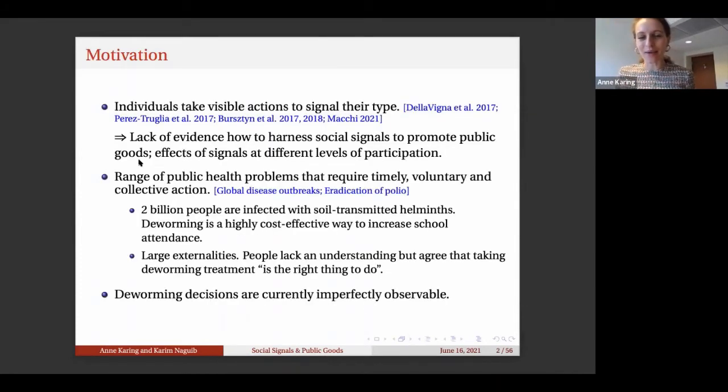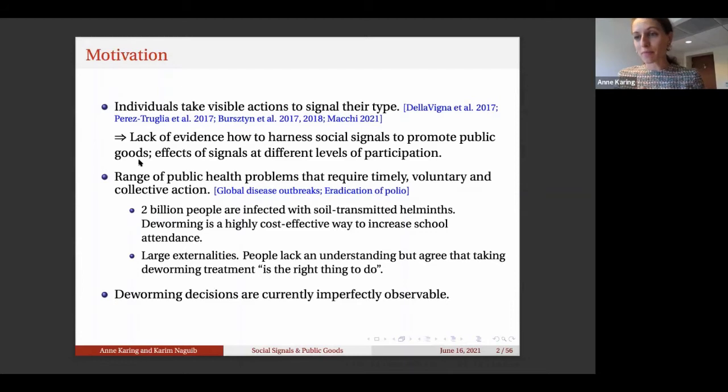So this paper is motivated by the fact that individuals care about how they're perceived by others, and they might actually take visible and costly actions in order to influence others' perceptions of them. There's a myriad of empirical evidence from recent field experiments showing that social image concerns can meaningfully impact behavior in domains such as decisions to vote, making charitable contributions, or even students' decisions to make efforts on tests. However, there's a lack of evidence on how we can harness these social image concerns to promote contributions to public goods. And secondly, and this is the main part of this paper, we understand very little about how the effects of these signaling incentives and visibility might vary at different levels of participation, or put differently, at different levels of equilibrium take up.